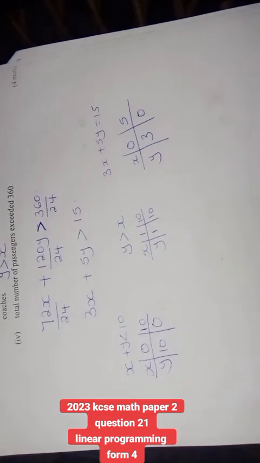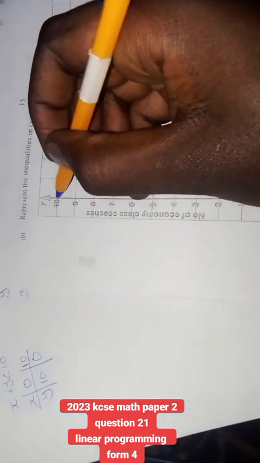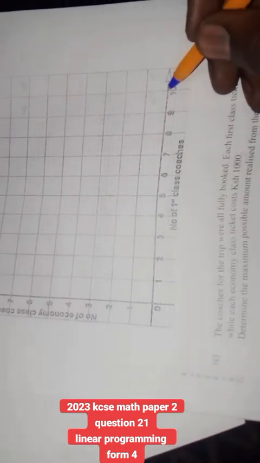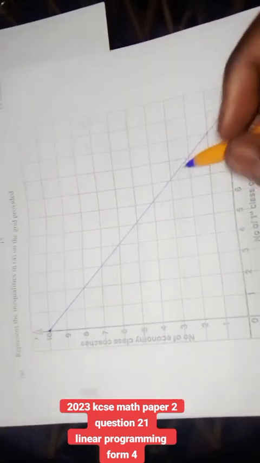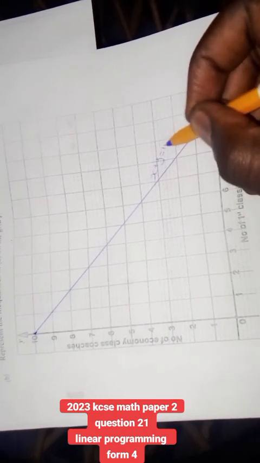So I have my points, and these points are the ones I'm going to represent in my graph. You can see the graph is there. So for the first one, you are told that if x is 0, y is going to be 10. So just put a mark here. Then if x is 10, y is 0, so you put it there. Then you join your points. After joining, you can say that this one is x plus y is equal to 10.